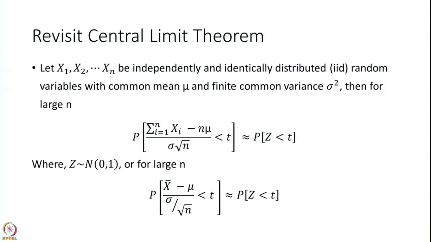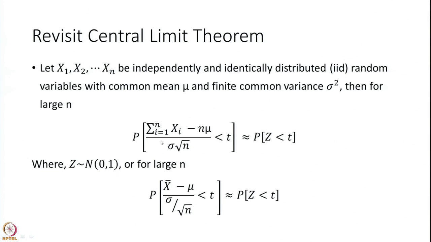Now let us revisit central limit theorem. What does central limit theorem say? Let us recall. Let x1, x2, ..., xn be independently and identically distributed random variables. So it is a random sample with a common mean mu and a finite common variance sigma square. Then for large value of n, probability of summation of xi minus n mu divided by sigma square root n is less than t, is approximately probability of z less than t, where z is a standard normal variate.